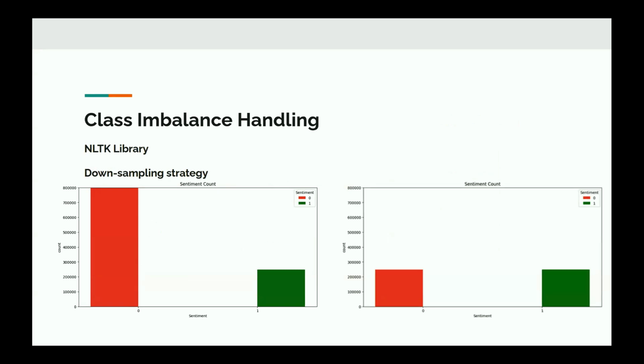For the class imbalance handling, when we first started using this data set, we saw that the number of negative sentiments was much bigger than the number of positive sentiments. By using the NLP library and a downsampling strategy, we fixed this. On the right side, after applying the downsampling strategy, we had the same number of negative and positive sentiments, so the results could be much better.